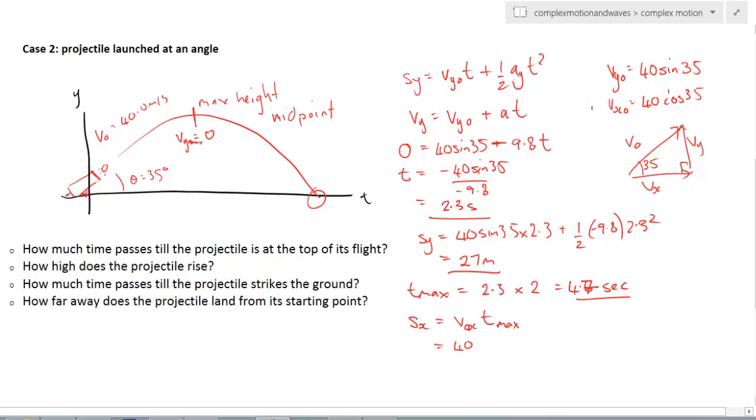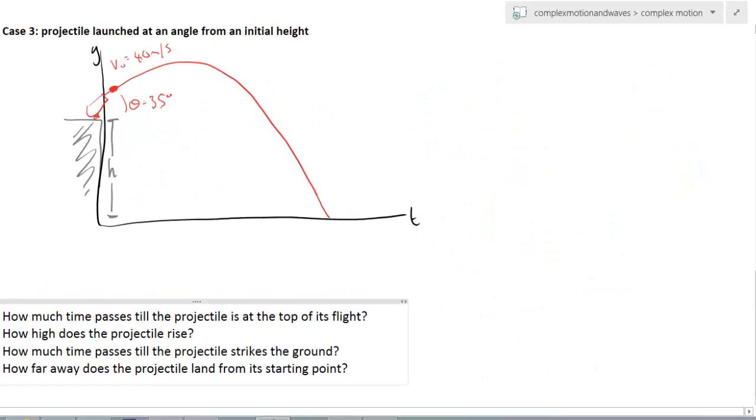So 40 times cos of 35 times 4.7, which gives you a maximum range of about 150 meters to two significant figures. It's actually about 153. The last case is a combination of both of those cases.